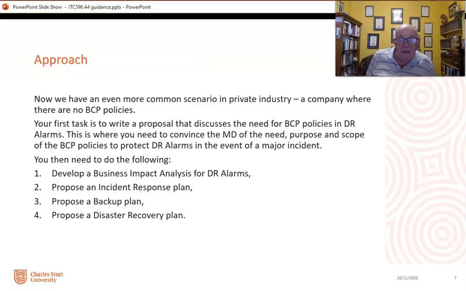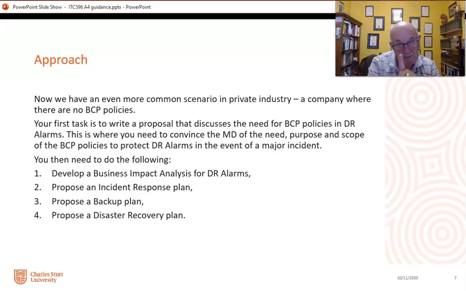So here we have probably an even more common scenario in private industry: a company that doesn't have any BCP and no idea what to do if anything goes wrong. Your first task is to write that proposal that discusses the need for BCP. This is where you've got to convince the MD of the need, the purpose, and the scope of those policies to protect his company in the event of a major incident. Then you need to do a business impact analysis for DR Alarms. You need to propose an incident response plan, propose a backup plan, propose a DR plan.